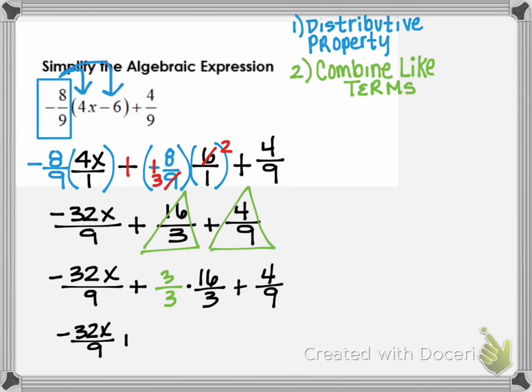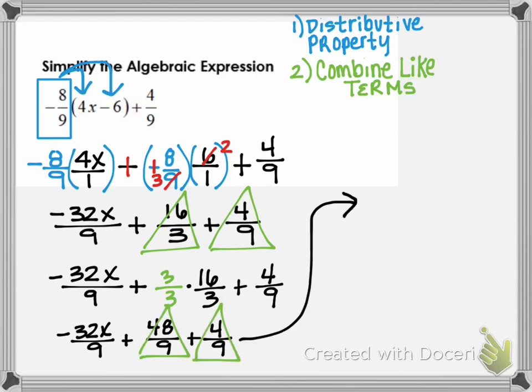So I have -32x over 9 plus 48 over 9 plus 4/9. Now I'm ready to combine those constant fractions. So 48 over 9 plus 4 over 9 is going to give me 52 over 9. So I have -32x over 9 plus 52 over 9.